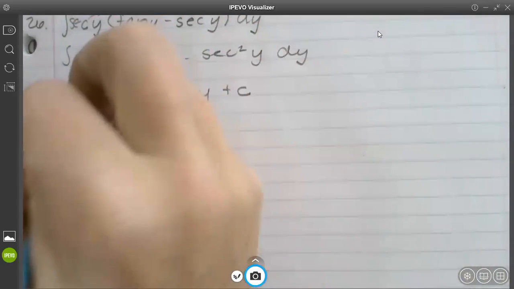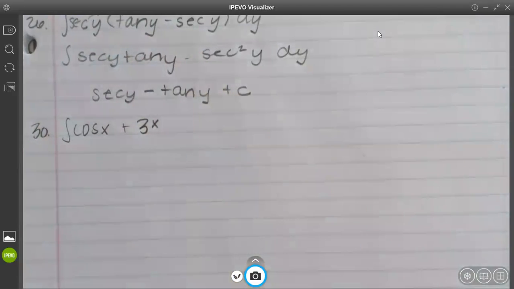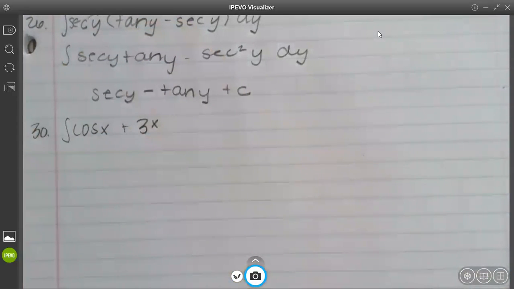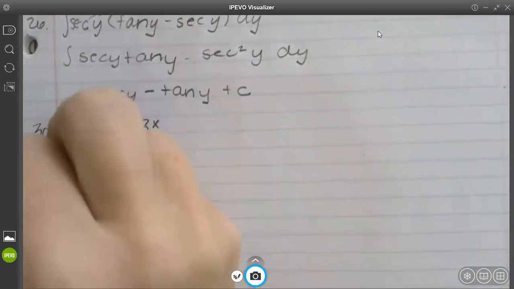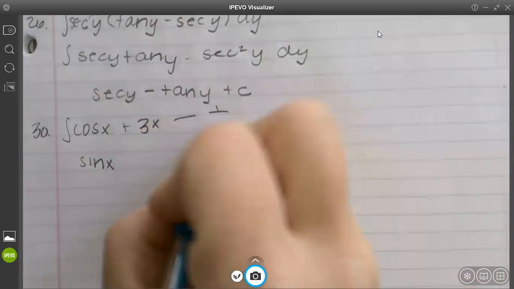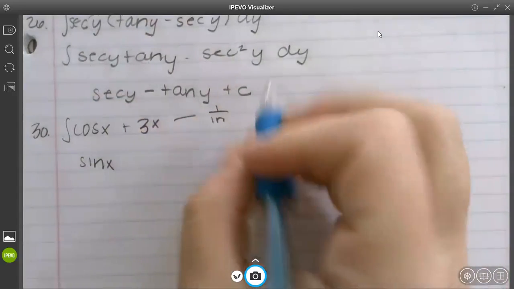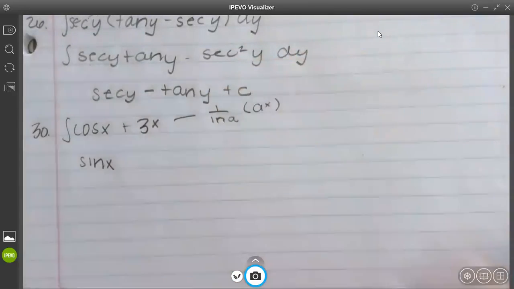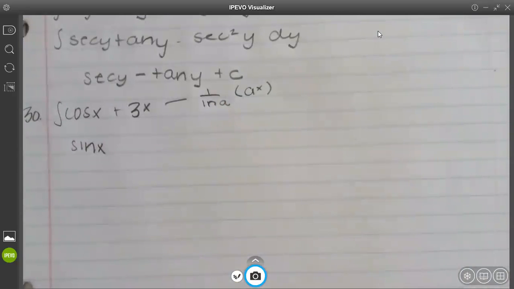Was the integration of cosine x? What? Oh, no. Oh, I was reading the problem. You're telling me the answer. Sorry, I was like, what did I do wrong? Cosine x plus 3 to the x. This 3 to the x also has its own integration rule. Okay, so make sure that you read that integration rule. Cosine x is sine x. What's your integration rule for 3 to the x? It's 1 over ln, whatever your a is, times a to the x. And again, that's a rule on your integration rule sheet.